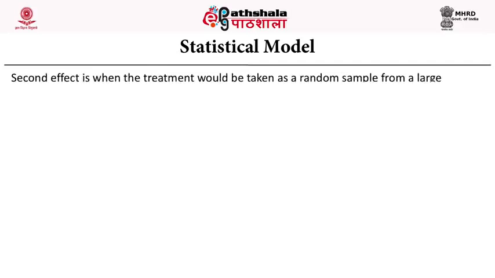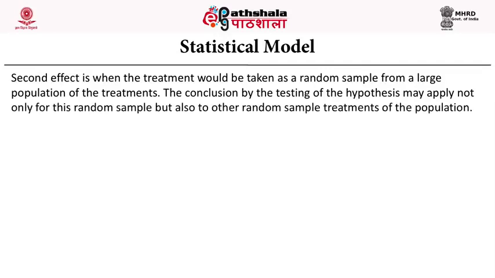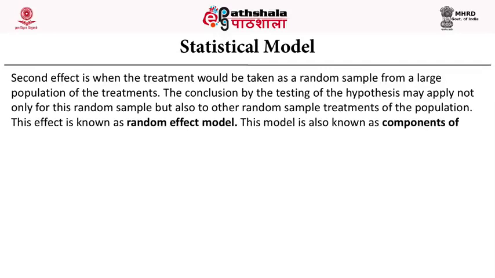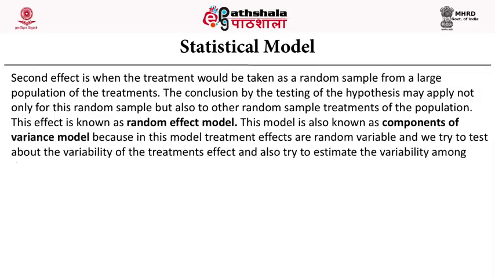The second effect is when the treatments are taken as a random sample from a large population of treatments. The conclusion from testing the hypothesis may apply not only to this random sample but also to other random samples of treatments from the population. This is known as the random effect model. It is also known as the components of variance model because the treatment effects are random variables, and we test the variability of the treatment effect and also try to estimate the variability among them.